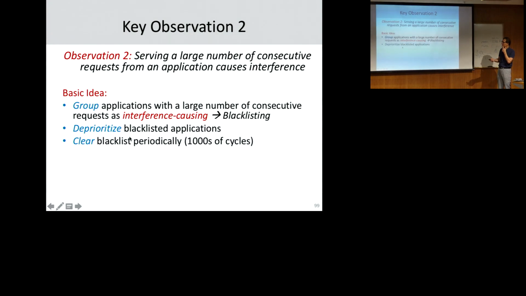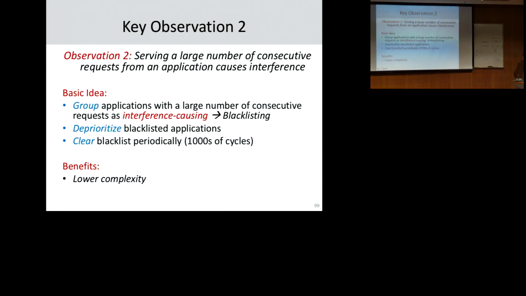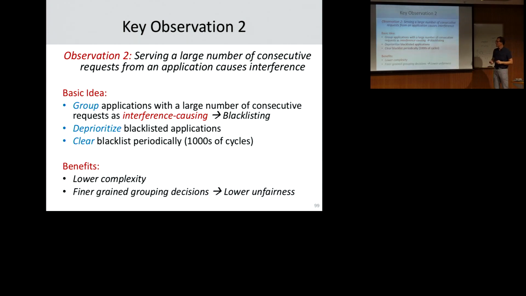What do you think? It's a basic idea. It's the idea of the blacklisting scheduler. The benefit is it's lower complexity because that blacklist you can easily form. And you get very fine-grained grouping decisions. And this actually leads to a much more agile scheduler. Although the previous schedulers, including Atlas actually, are not agile. They don't change their rankings very quickly. Here you're very agile. You quickly blacklist and you quickly not blacklist something.